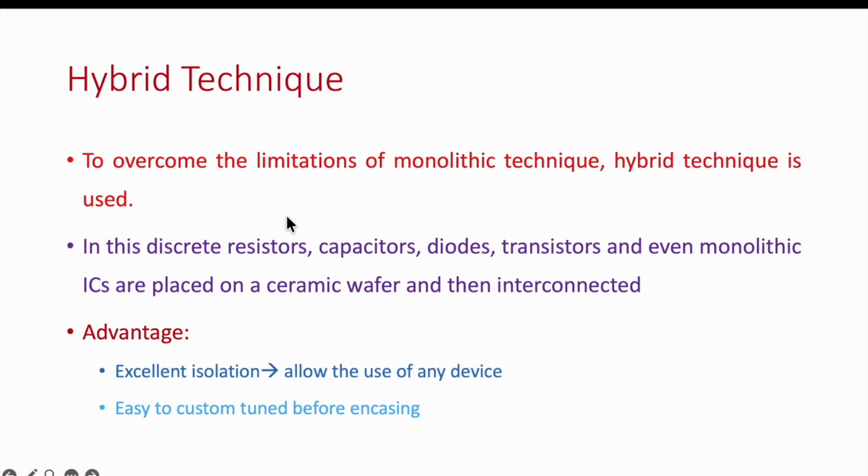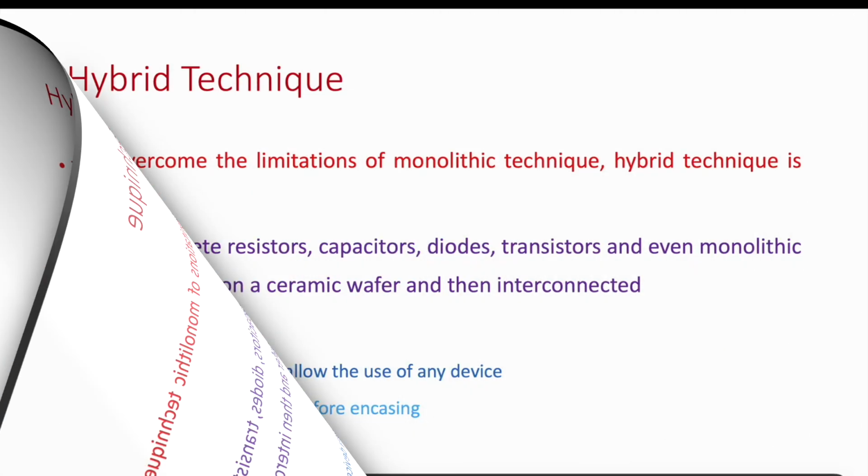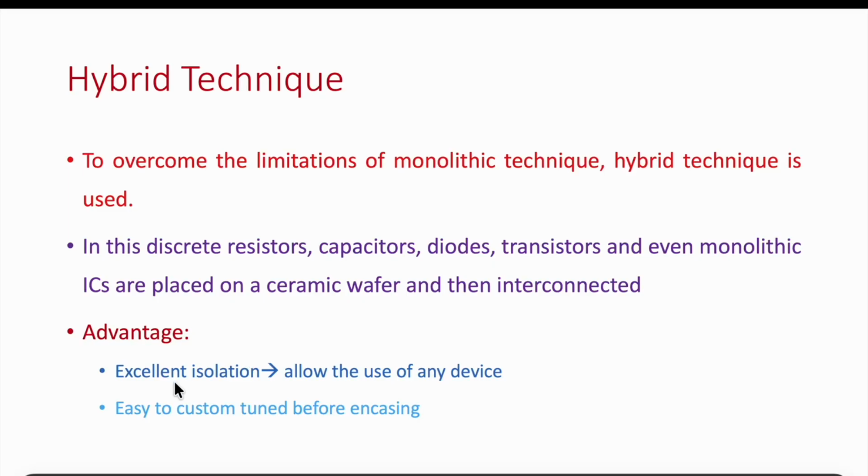To overcome the limitations of monolithic techniques, the hybrid technique is used. In this technique, discrete resistors, capacitors, diodes, transistors, and even monolithic ICs are placed on a ceramic wafer and then interconnected. The hybrid technique has many advantages. The first one is excellent isolation, which allows the use of any devices to be connected. The other advantage is that it is easy to customize tuning before encasing.